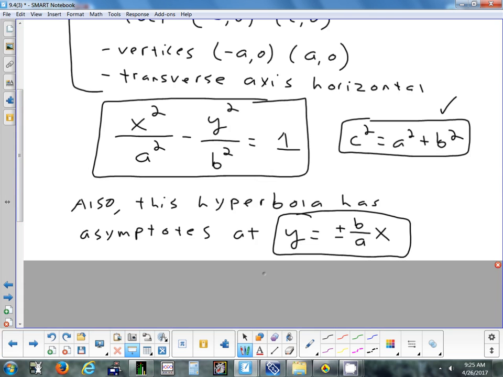So there's one extra thing you have to find with a hyperbola. You have to find the asymptotes, and that's how you find it. You still use the same information you would have had to find anyway. You're just going to use it one extra time to do something else.